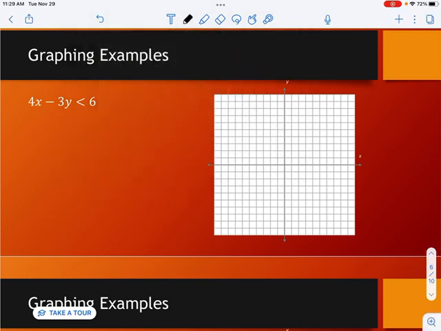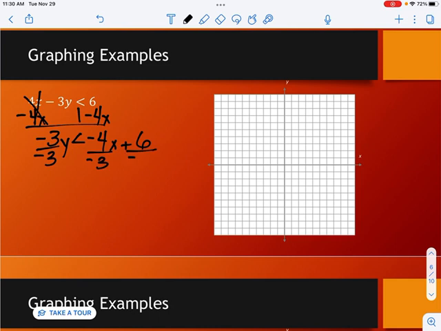Okay, let's try this next one. So we're going to start off. We're going to subtract my 4x from both sides. That gives me -3y is less than -4x plus 6. I then divide everything by a -3. I'm dividing everything by a negative, so that flips the inequality symbol. Becomes y is greater than 4/3 x minus 2.